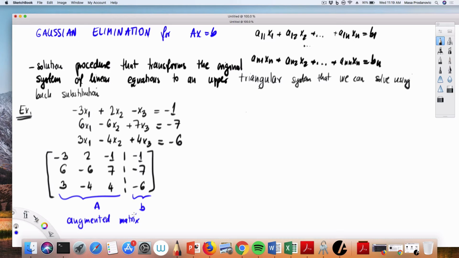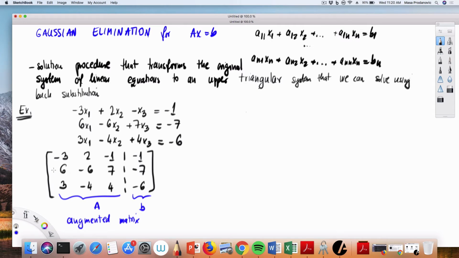This doesn't mean that I didn't write x1, x2, x3, but because I'm using a matrix, I know very well which column corresponds to which unknown. It goes without saying. Okay, so that just shortens writing. Now, what can I do with this? Let's say that my objective here is to create an upper triangular matrix.